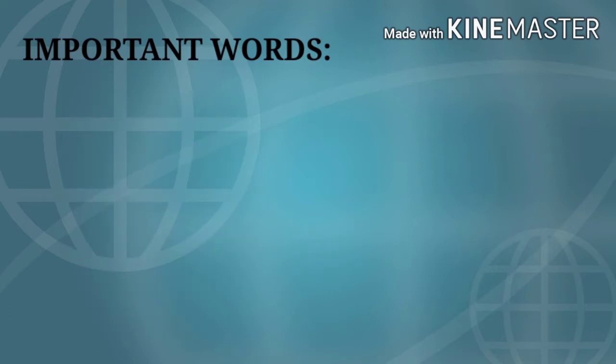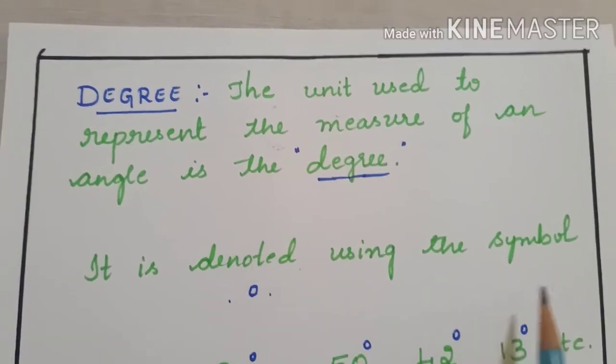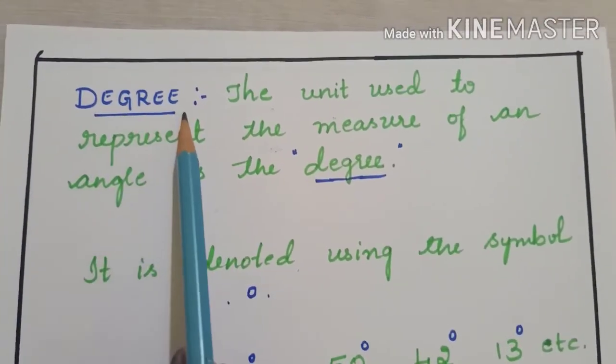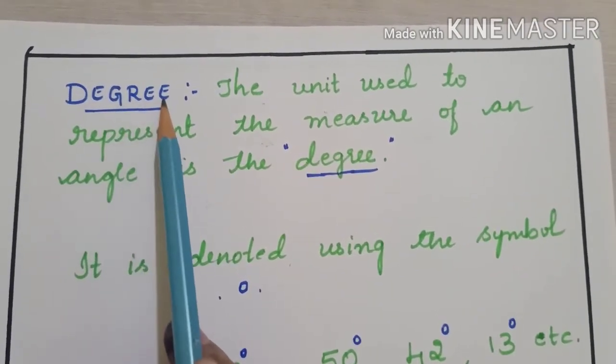You must also be thorough with the spellings of these words. Pause the video and read these words aloud with their spellings. Let us begin with the first topic, degree. D-E-G-R-E-E, degree.